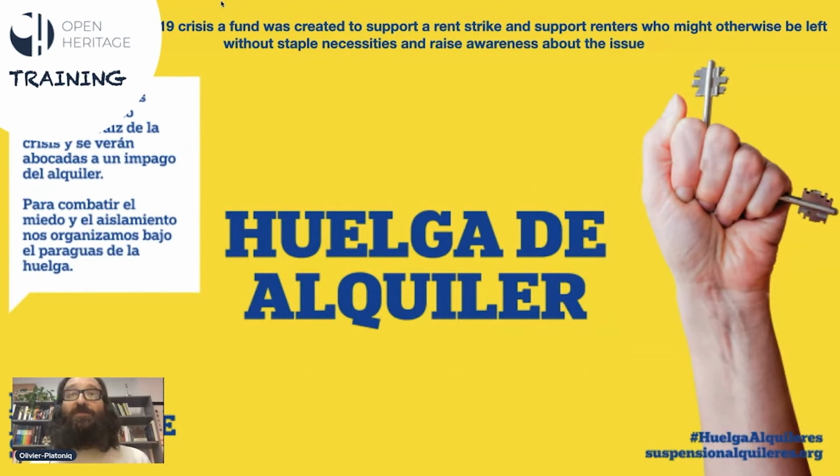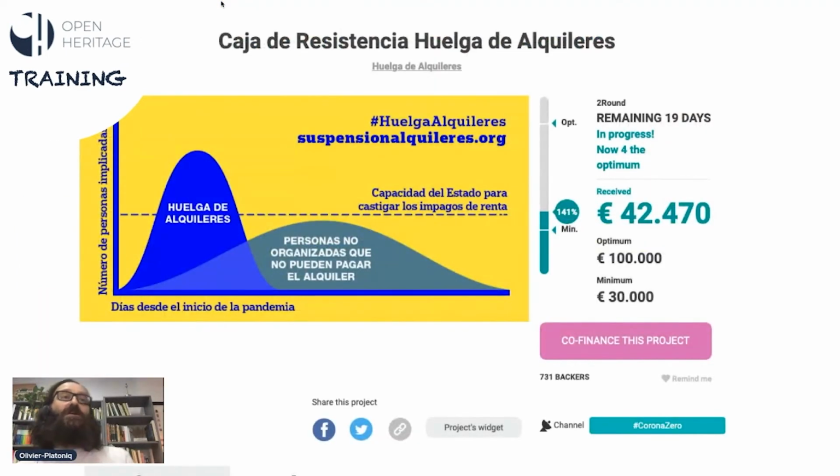So I'll give you a couple of examples of campaigns that have been raised during the COVID crisis, first, second, and third wave. An example is called Huelga de Alquileres. Basically, a fund was created to support a rent strike and support renters who might otherwise be left without staple necessities, and raise awareness about the issue. So it's interesting that we again talk about urgency, we talk about buildings, territories, the city.